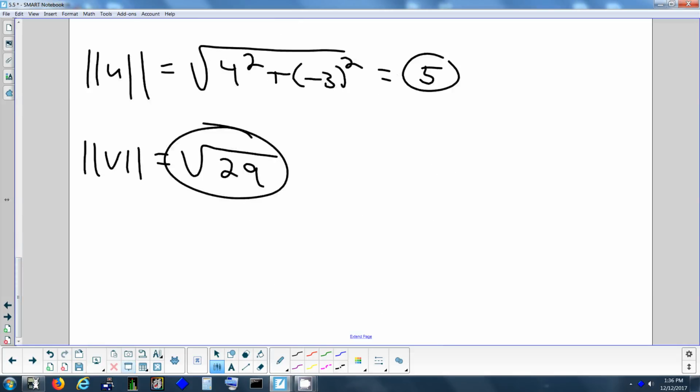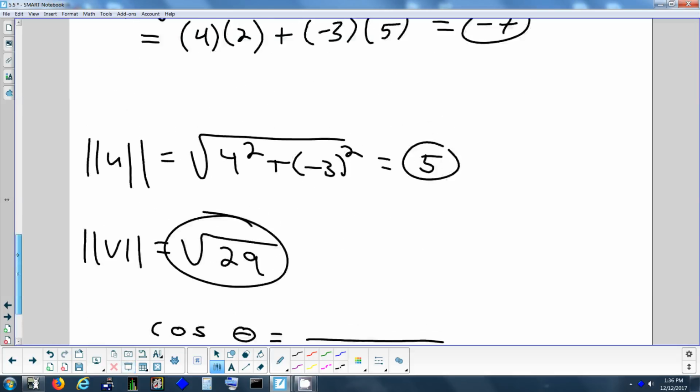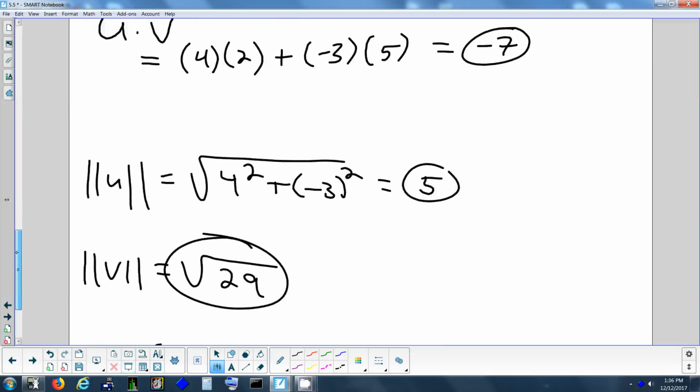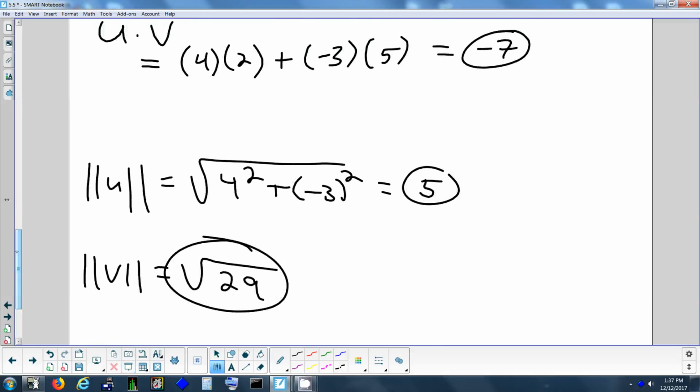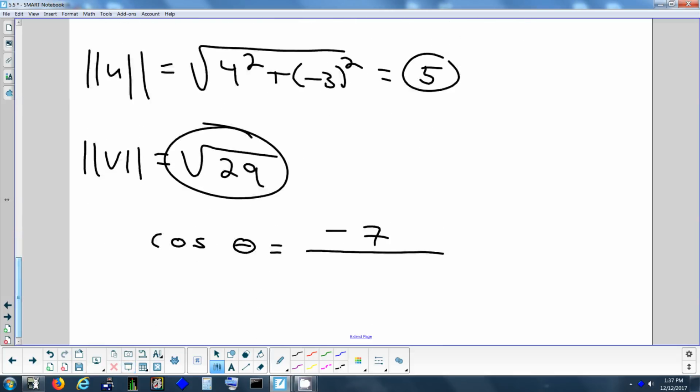What trig function does the formula use? Cosine. So the cosine of my angle equals, what goes in the top? Negative 7, the dot product. Yep, we're on the right track. And then in the bottom, 5 square root of 29.